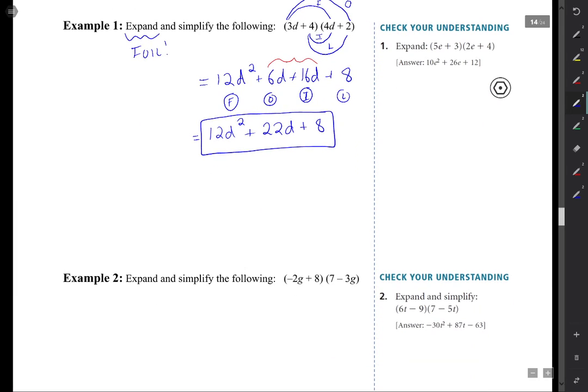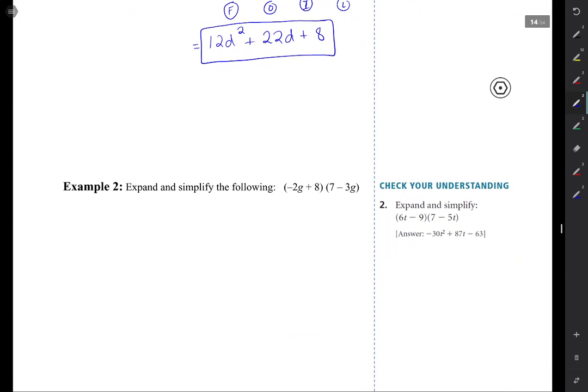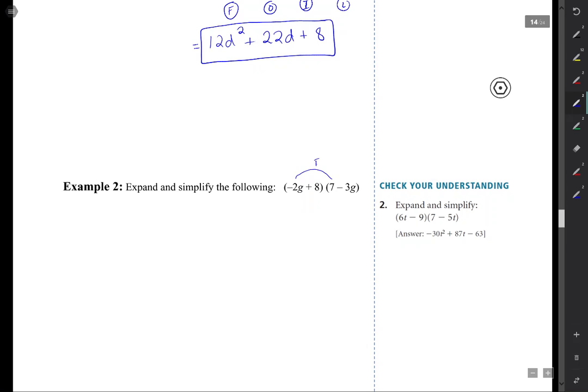Moving on to example 2, let's do the same thing once again. So let's start with the first terms in each set of brackets. So we're going to have negative 2g times 7. So negative 2g times 7 would give us negative 14g. Then let's do the outside terms. We have negative 2g times negative 3g. So that would give us positive 6g squared.